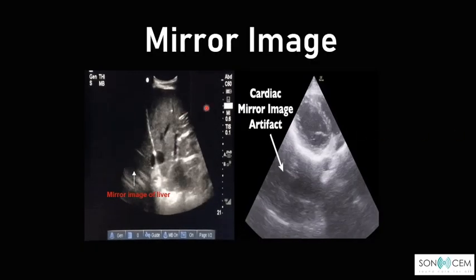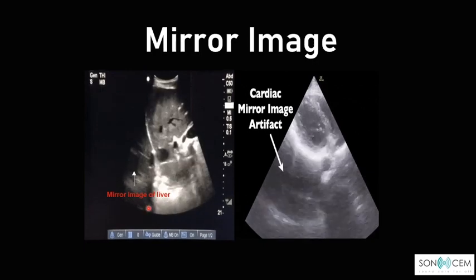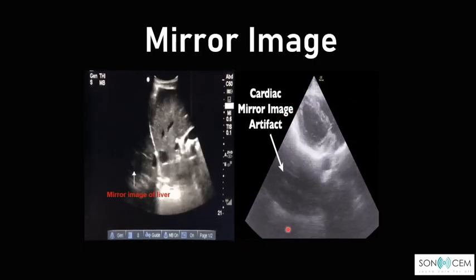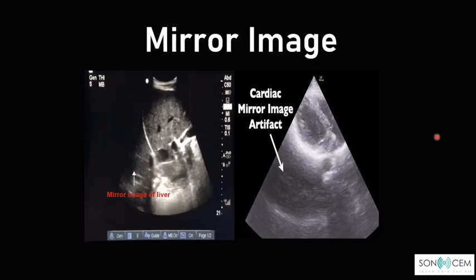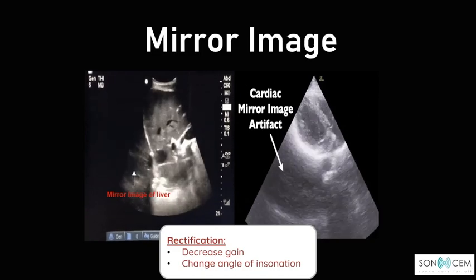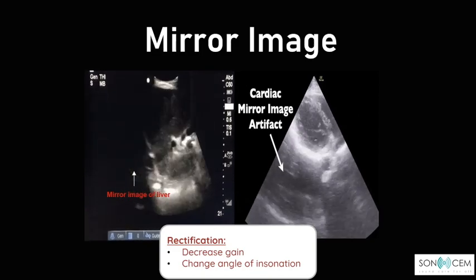The example on the left shows a mirror image artifact of the liver above the diaphragm, and the example on the right shows a mirror image artifact of a beating heart. Mirror image artifact can be minimized by decreasing the gain and changing the angle of insonation.